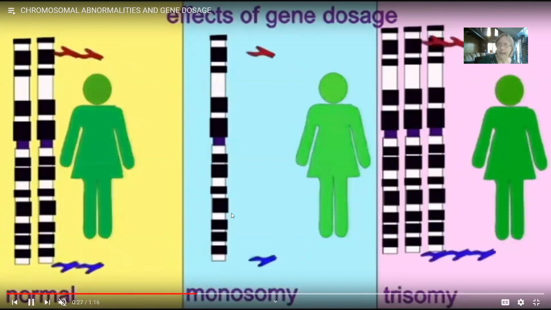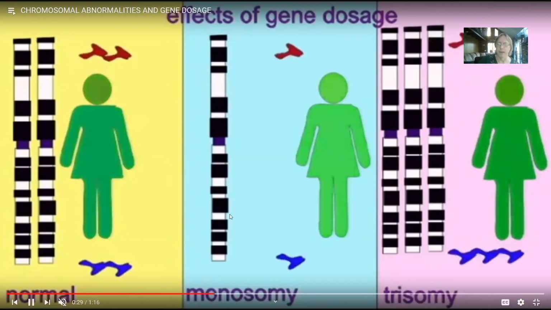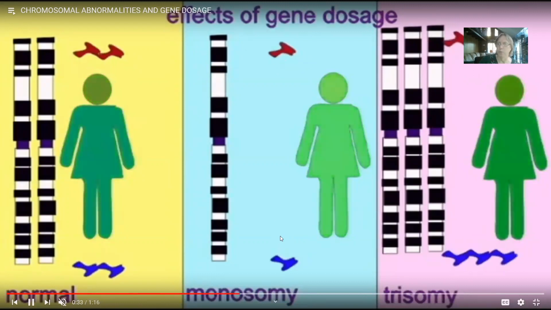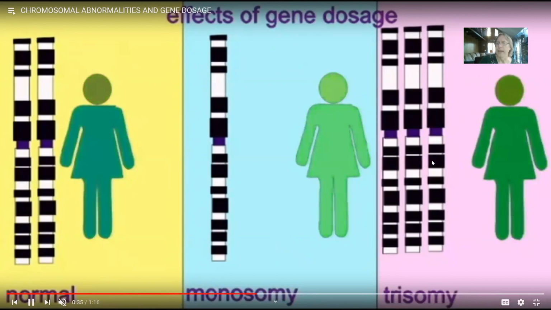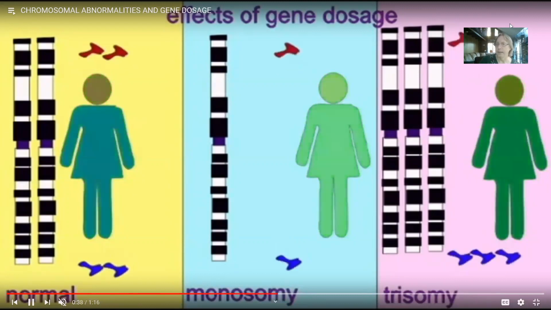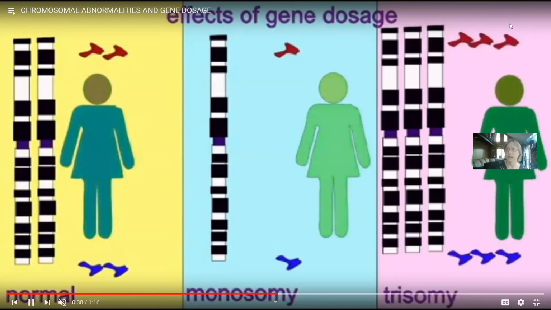If you have only half the normal number of chromosomes, if you have a monosomy, now you're only making half as much of the normal amount of protein. If you have an extra chromosome, a trisomy, now you're making extra protein.